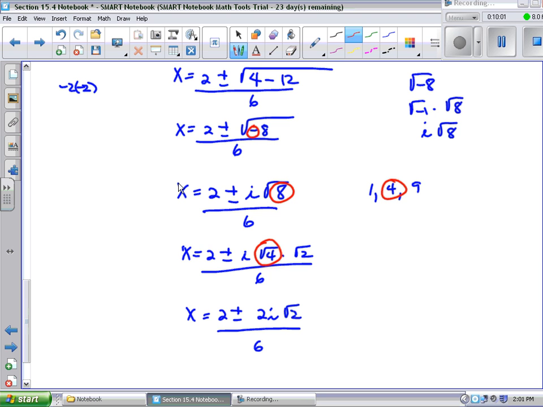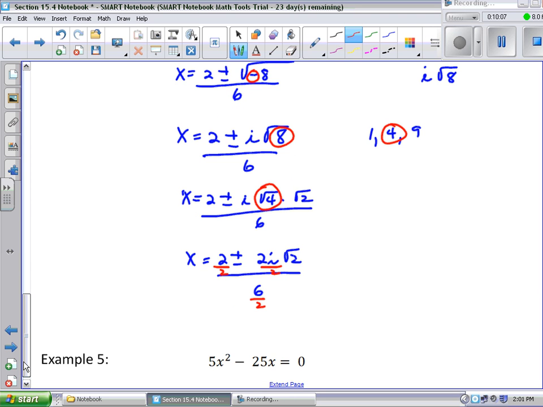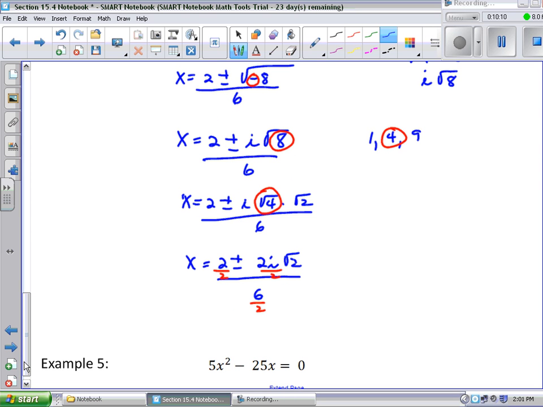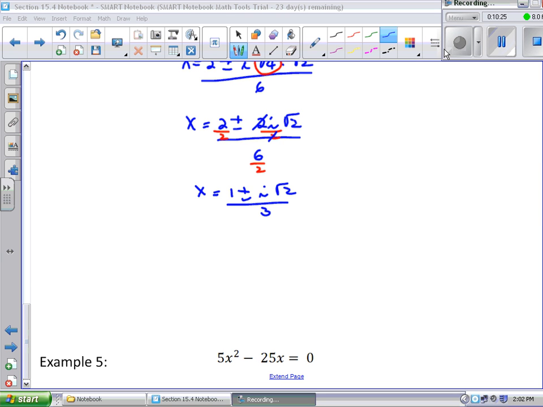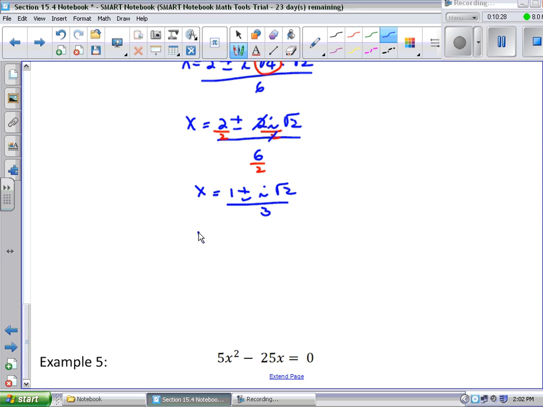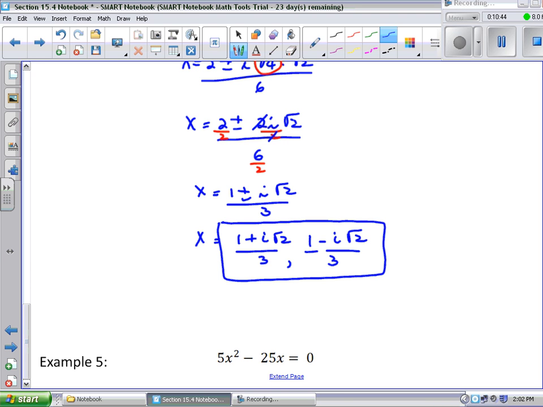Now all of those are divisible by 2. All three of those terms are divisible by 2. I'm dividing everything in the numerator and everything in the denominator by 2, so that I will have x is equal to 1 plus or minus, these 2's cancel, i square roots of 2 over 3. I'm going to move this other down. Just a minute, I'll be back. All right, I'll have x is equal to 1 plus i square roots of 2 over 3 and 1 minus i square roots of 2 over 3. That is the answer you will find that you need to type into the calculator.